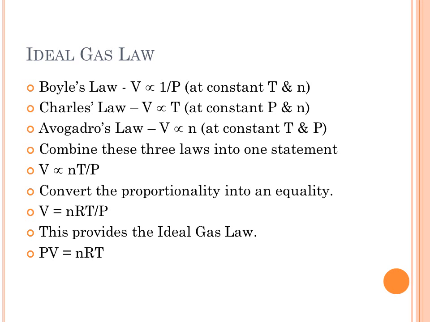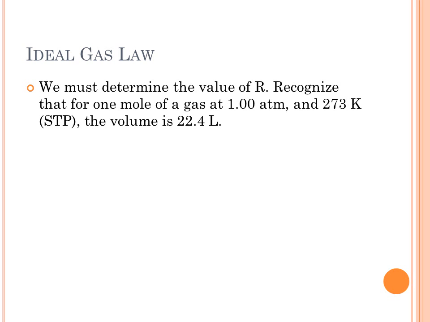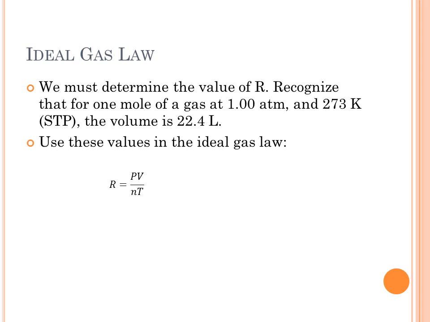P is pressure, V is volume, n is moles of gas, R is our constant, and T is the Kelvin temperature. And so we're going to call R the universal gas constant. So we need to determine the value of that R constant. And if we assume our STP conditions, 1 mole of gas will be at 1 atm and 273 Kelvin with a molar volume of 22.4 liters. If we solve our ideal gas equation for R, R is equal to PV divided by nT, and we're going to substitute the values from above and figure out what R should be. So 1 atm times 22.4 liters divided by 1 mole of gas and 273 Kelvin. We get a value for the R constant of 0.0821 liters atmospheres divided by moles Kelvin.